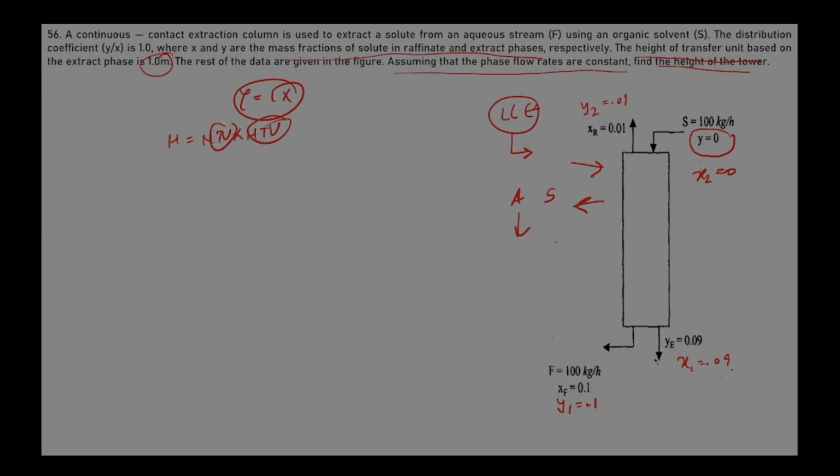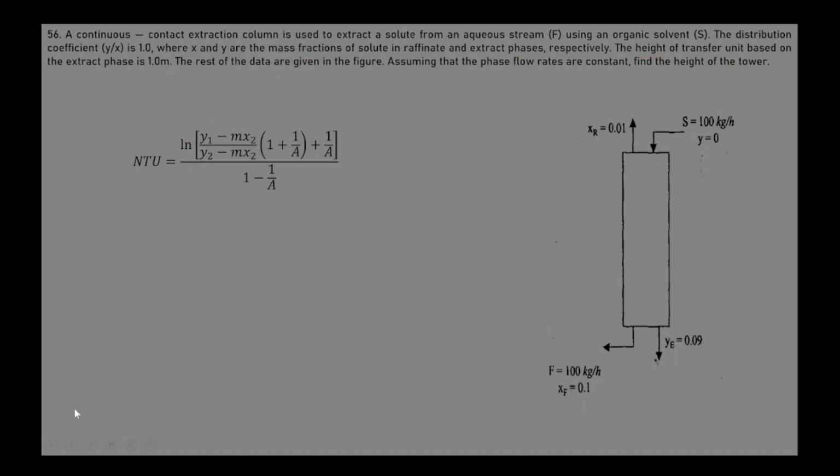HTU we have; for NTU, for absorption we have solved, what is the formula for NTU? This is the formula for NTU. Now the case is of absorption, so we will find the absorption factor. In the previous lectures I have uploaded all the formulas of absorption and stripping on the same page to avoid confusion. So just go and check that, then you will be able to understand very easily why I have applied the absorption formula instead of stripping.